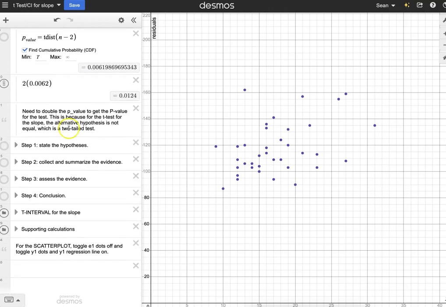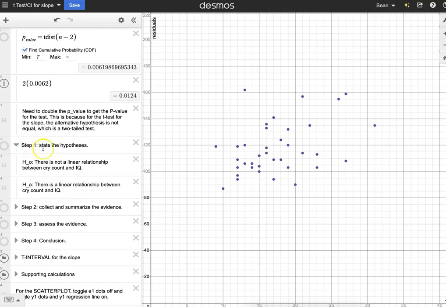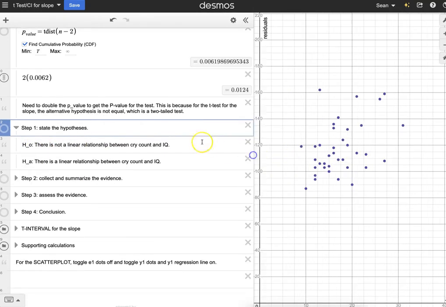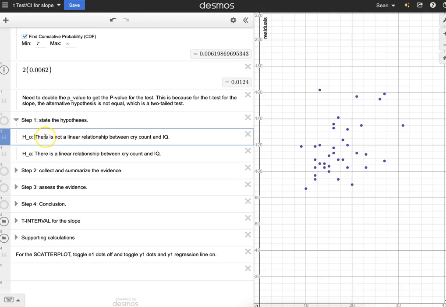The calculator will not give us step 1, step 2, step 3, step 4. These are the steps that we would need to present on paper and pencil. Step 1 is to state the hypothesis. These include the null and the alternative hypothesis. The null hypothesis is a statement of indifference. So there is not a linear relationship between cry count and IQ. H sub A, or the alternative hypothesis, is there is a linear relationship between cry count and IQ.